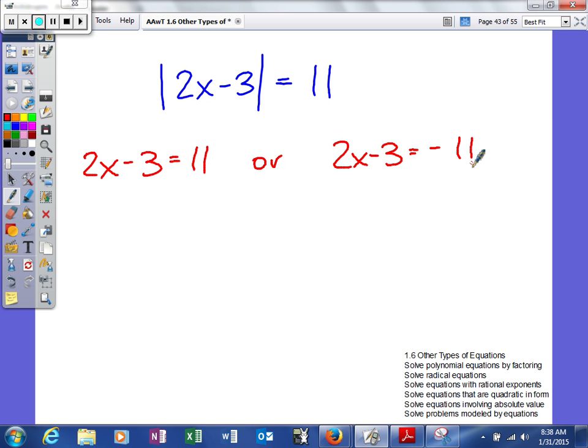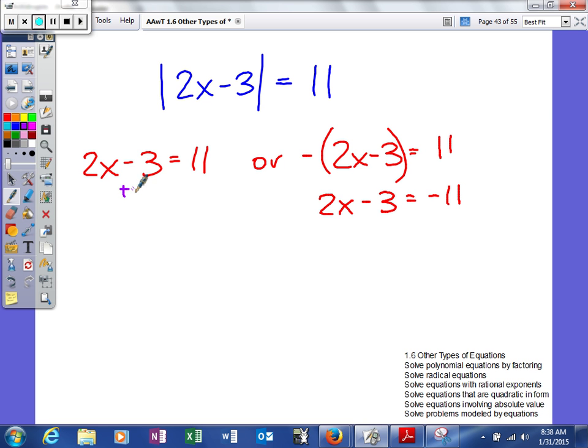Now you'll see different people write this different ways. Sometimes you might see it written like this, where they'll say the opposite of this is equal to 11, but all you have to do is multiply both sides by a negative, and you should get something that looks like this. With that being said, what we have is two equations.